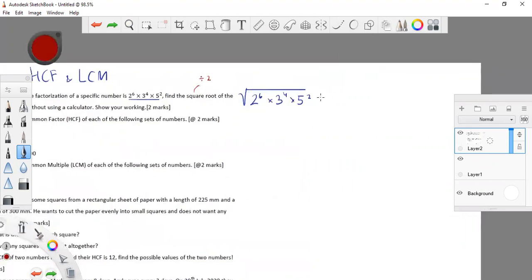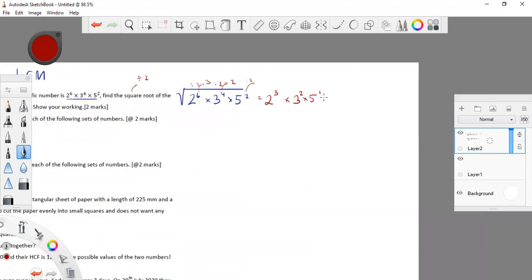So 2 power 6 divided by 2 becomes 3. And 4 becomes 2, right? You divide the power by 2. This also divides by 2, times 5 to the power of 1, right? 4 divided by 2 is 2. Okay, sorry, I forgot to put the number here. And then what next? Just simplify.